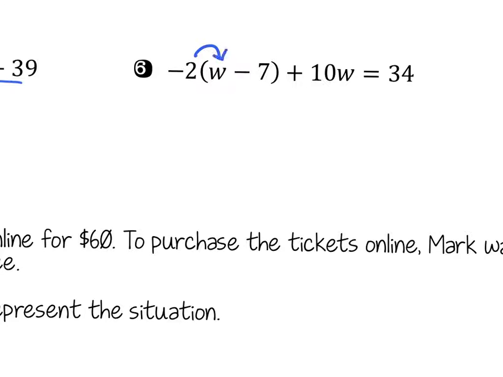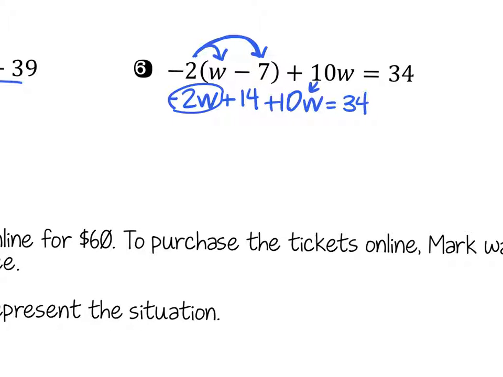So I'm distributing negative 2 to each term in the parentheses. So negative 2 times w is negative 2w. Negative 2 times negative 7, our negatives cancel out and give us 14. The 10w I just bring down, and the 34 I bring down. So I did my distribution.